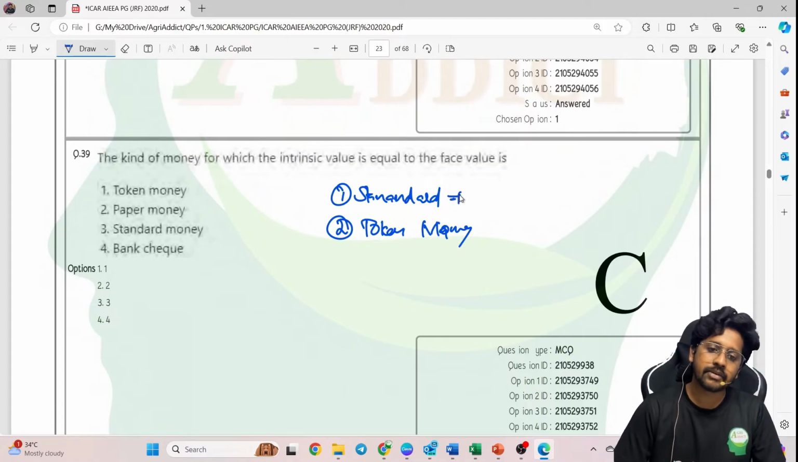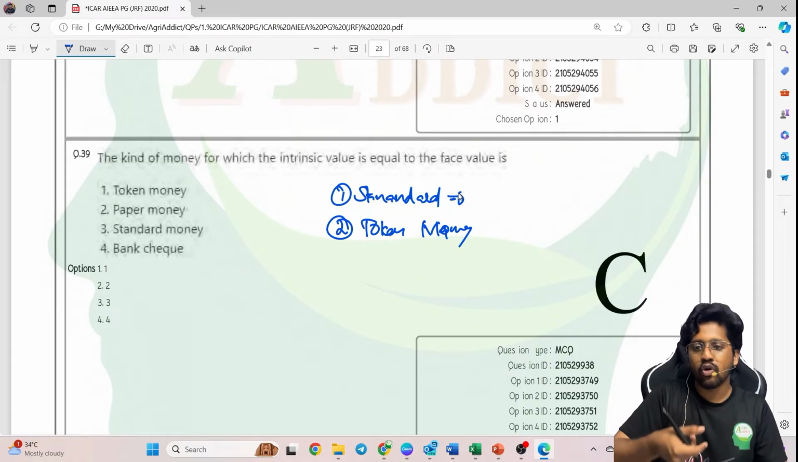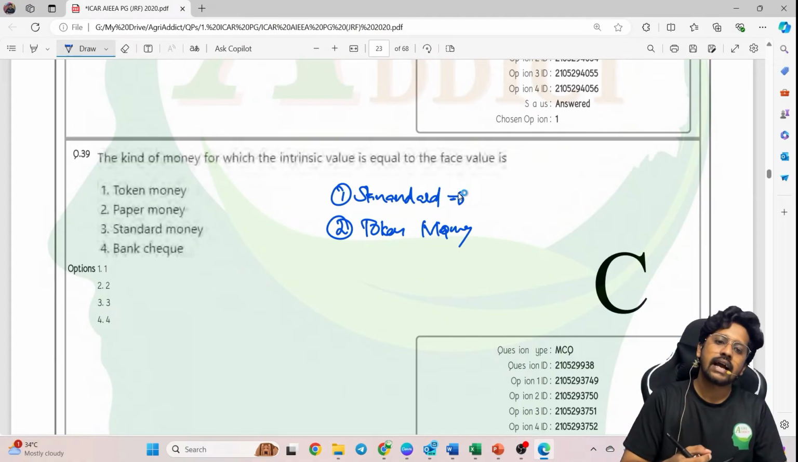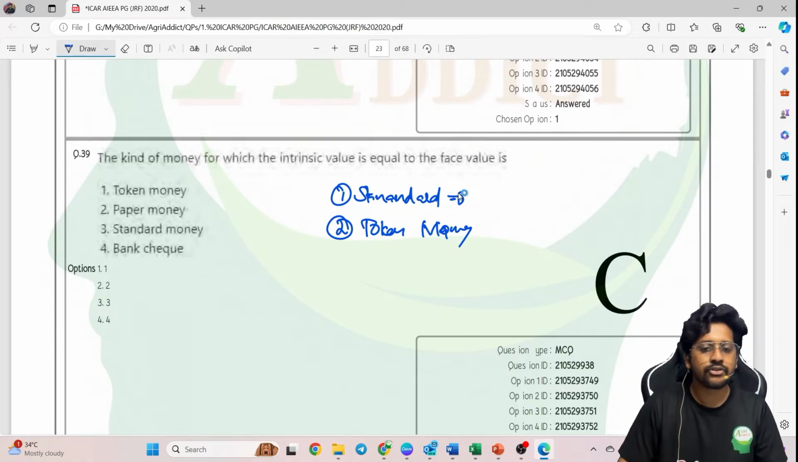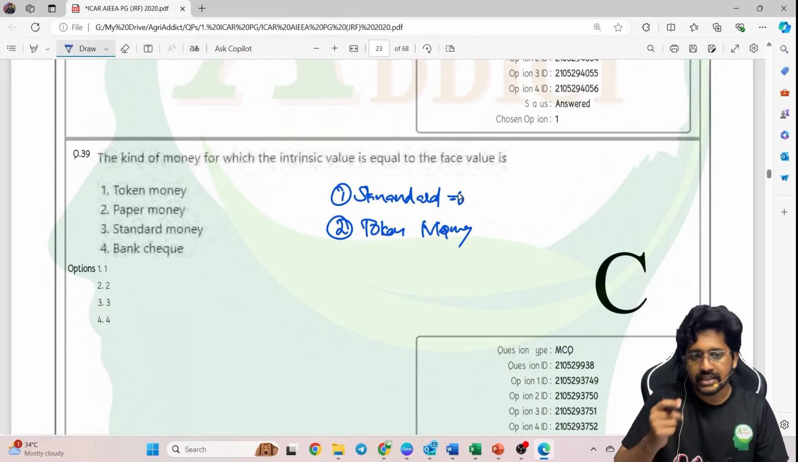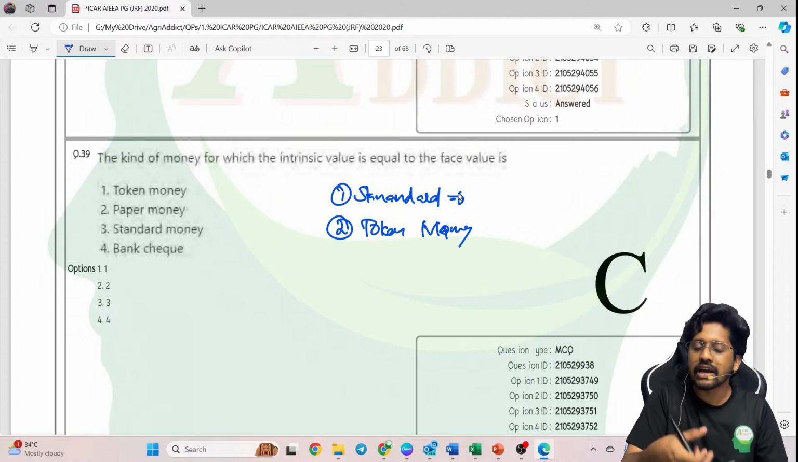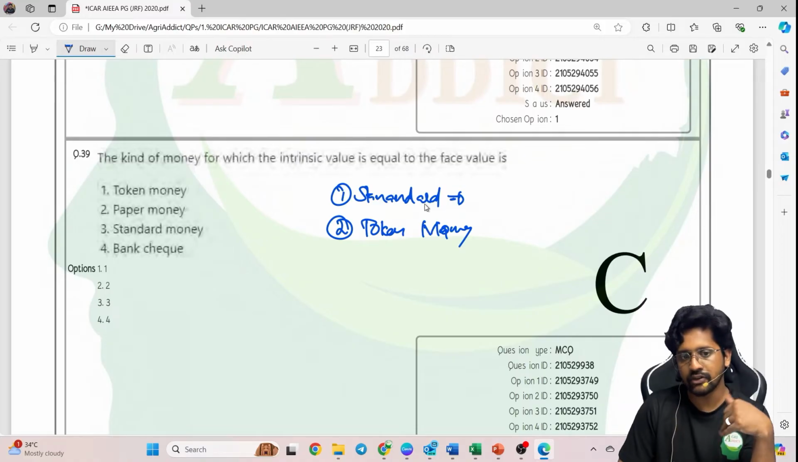What is the difference between standard money and token money? In standard money, the intrinsic value, the innate value of the material, will be written as the face value. So if I have a gold coin, the intrinsic value of the gold coin will be the actual value of the gold coin, and the face value of the gold coin also will be the same as the innate value of the gold, right? So therefore in the case of standard money, the intrinsic value will be equal to the face value.